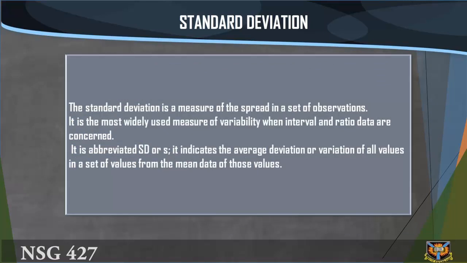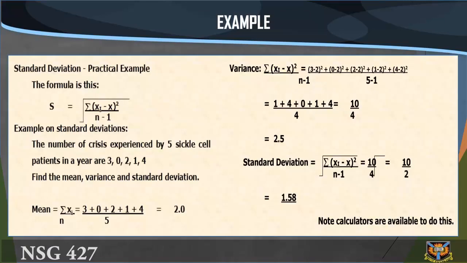Standard deviation. The standard deviation is the mean of the spread in a set of observations. It is the most widely used measure of variability when interval and ratio data are concerned. It is abbreviated SD or small s. It indicates the average deviation or variation of all values in a set of values from the mean of those values. Standard deviation practical example. The formula is s equals the square root of the summation of (xi minus x bar) raised to power 2, over n minus 1.